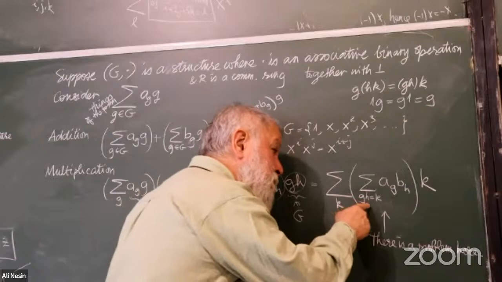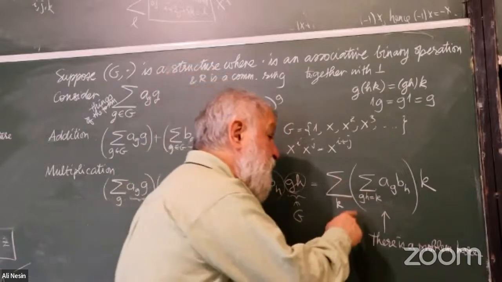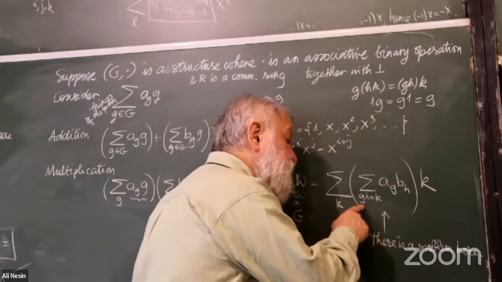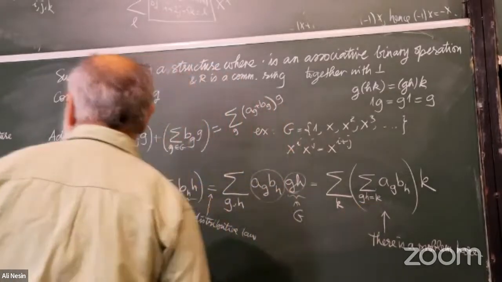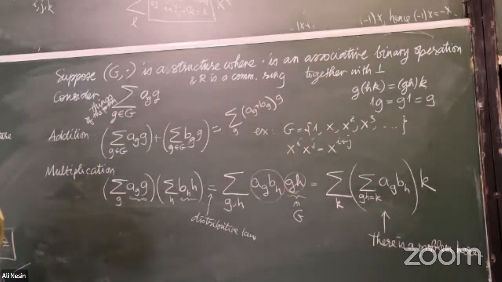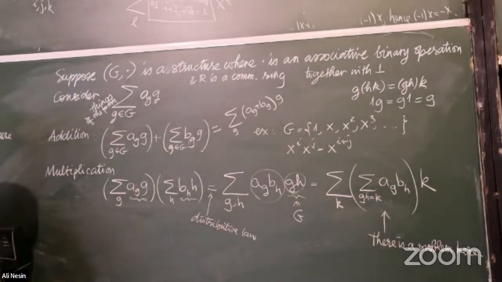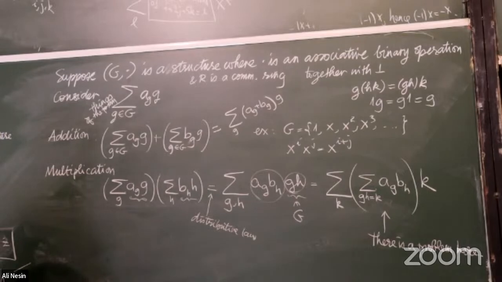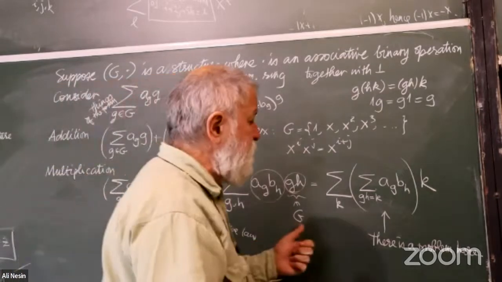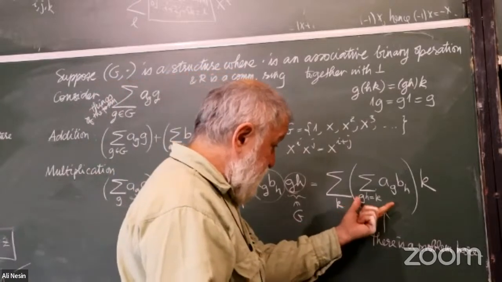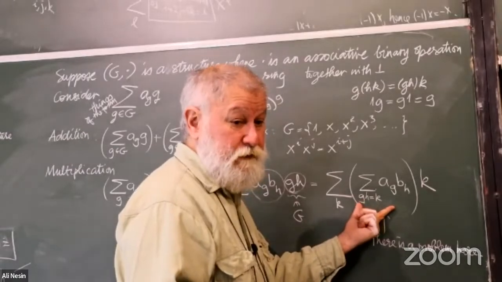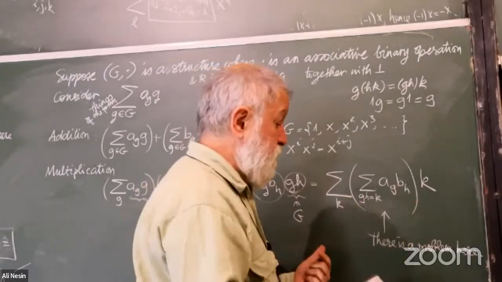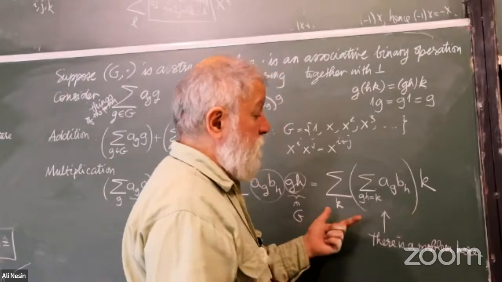The problem is that this sum may be infinite. There may be infinitely many g and h such that the product is equal to k. Possible. For example, let's take natural numbers. I'll give this example later. You see, if this sum is not finite, you cannot compute it. It's impossible. You cannot add infinitely many elements in a ring normally.